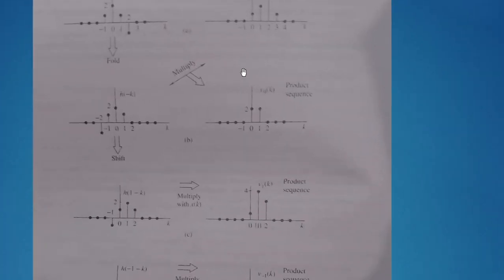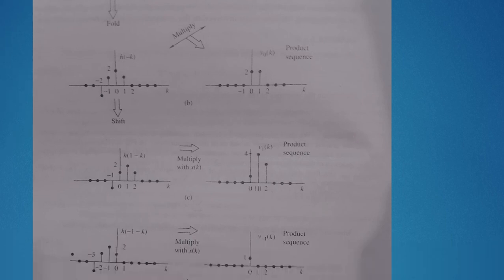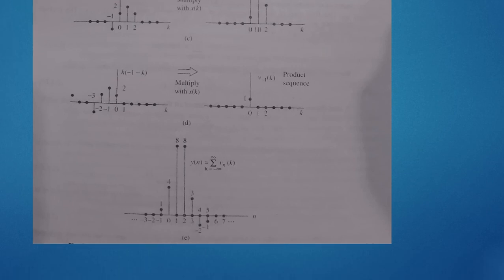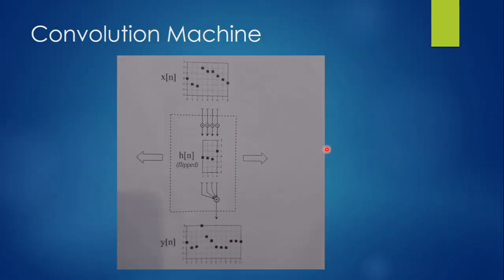As a thumb rule, if you have 4 components in this and 3 in this, the total is 7. The output of the convolution will be 7 minus 1, that is 6 samples. Then this will be 6 samples. This is just to cross verify your answer, whether it is right or not.